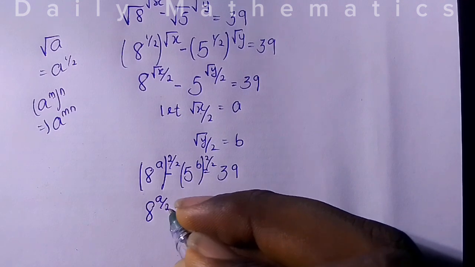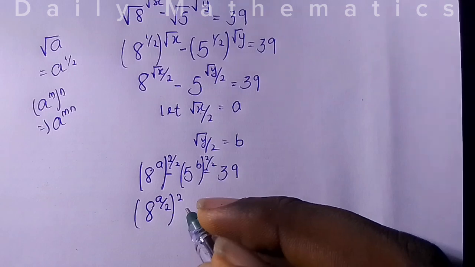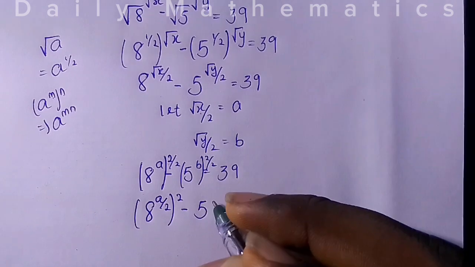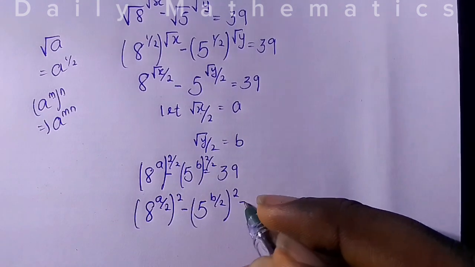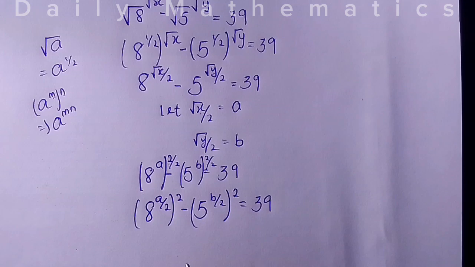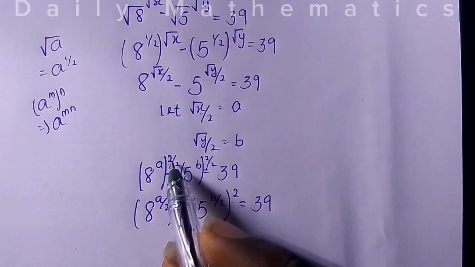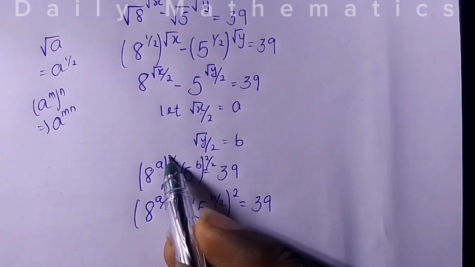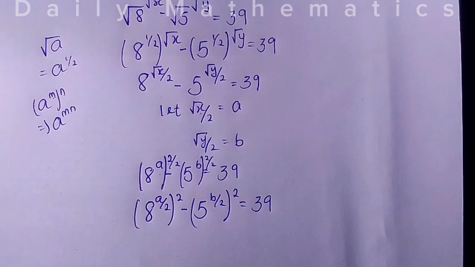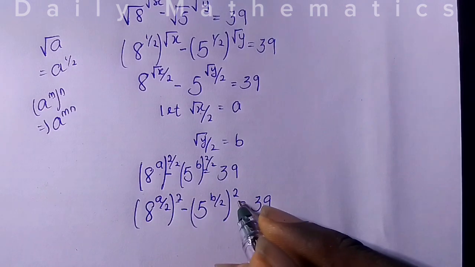So from here, we are going to have 8 raised to the power of a over 2, squared, minus 5 raised to the power of b over 2, squared, equals 39. When we multiply the powers, we can bring this one in and take this one out. So from here we have a difference of two squares.